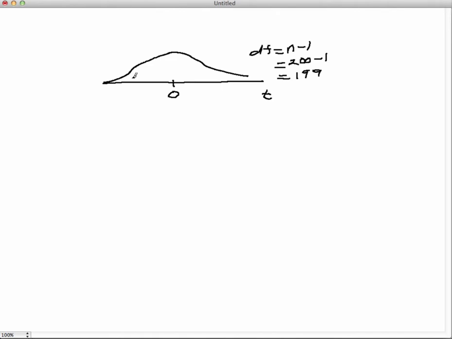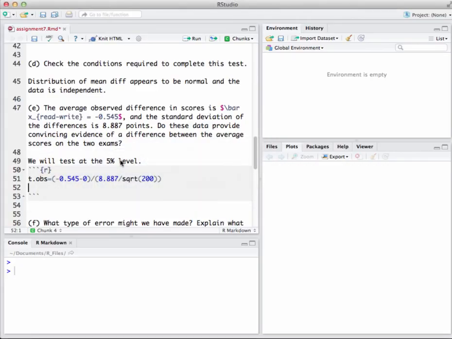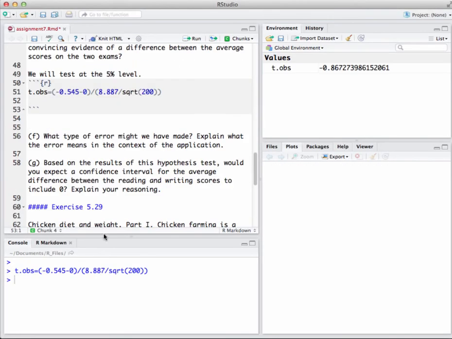Okay, now we came up with a t observed. Let's go take a look and see what our t observed came back out to be. We can actually get R to give that to us. So let's go ahead and execute this line right here. Let's run that. Let's come down here and ask R to echo that for us by just typing in t obs. And it's negative 0.867.